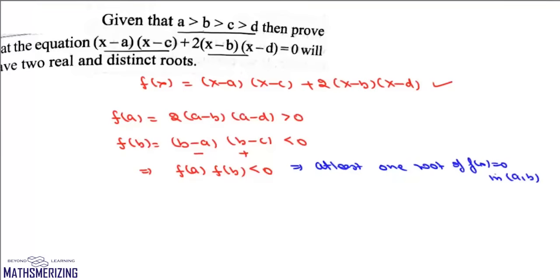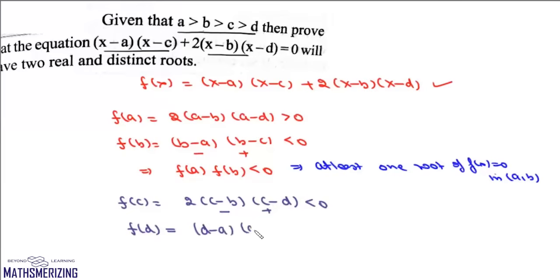Then the same way we'll find f(c). f(c) will be 2 times (c minus b)(c minus d). Now c minus b is negative and c minus d is positive, so it will be less than 0. And f(d) is (d minus a)(d minus c). Both of them are negative, that means f(d) is greater than 0. So from here we get this condition that f(c) into f(d) is less than 0.